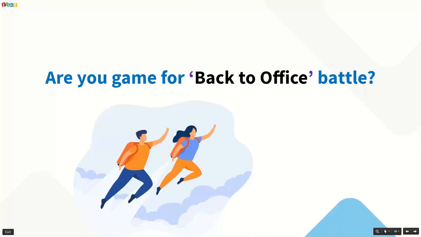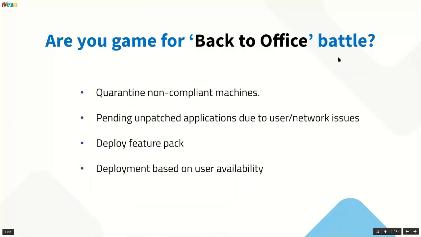Back to Office. So there are certain things that an administrator should look for when the machines are back to Office. Quarantining the non-compliant machines, updating the unpatched applications, deploying the feature pack if they are outdated, because you might have not deployed the feature pack updates when the machines are in work from home, as it is a large upgrade package, and deploying packages based on the user's availability. We are going to discuss the situation one by one.